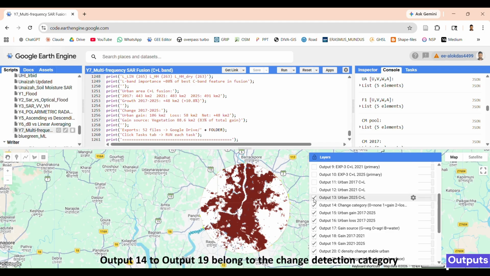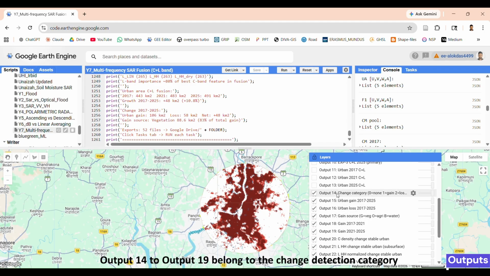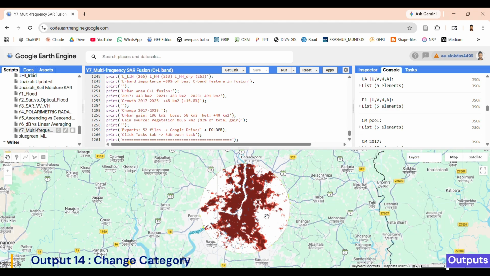Output 14 to output 19 belong to the change detection category. Now let us look at output 14, which shows overall change, where white indicates no change, red indicates urban gain, blue indicates urban loss, and dark maroon indicates stable urban. Red areas dominate, showing strong urban growth.